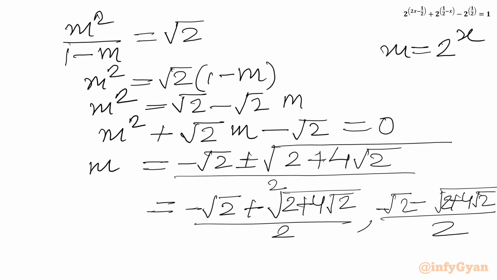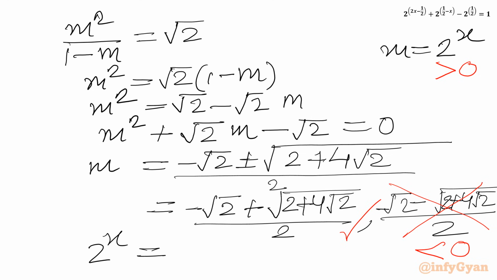Now m was 2 power x, which is always positive. So we will reject this solution as this is negative. So we are going to accept this m value. So I can write the decimal value. This will come out 2 power x equal to 1.35 over 2 approximately. Or I can write 2 power x will be equal to 0.676 approx value.